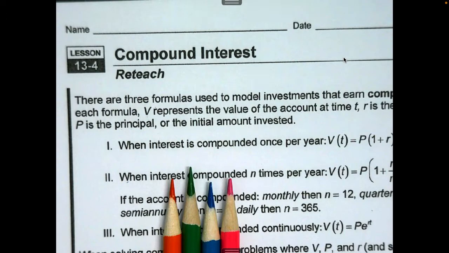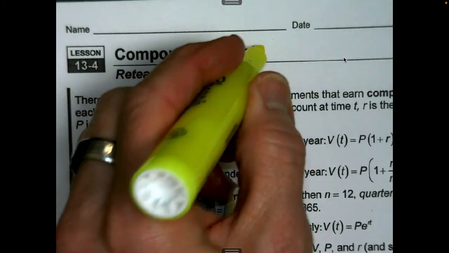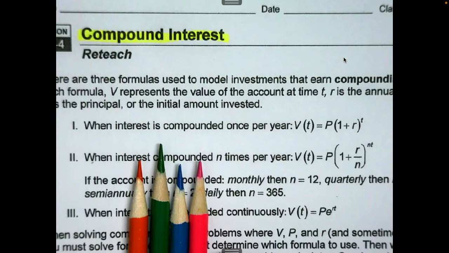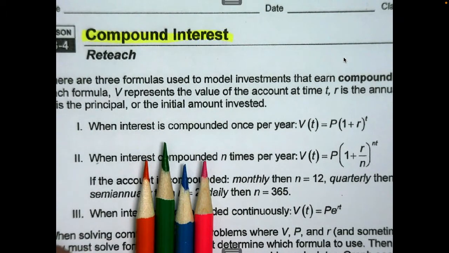Okay. So compound interest is the story, and they've got several formulas to use for compound interest. Why are there so many different formulas, you ask? It just depends on how often you compound. Compound means you're earning interest on interest. So these three formulas are used to model investments that earn compounding interest. Each formula has a part.